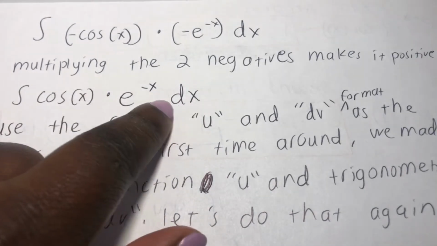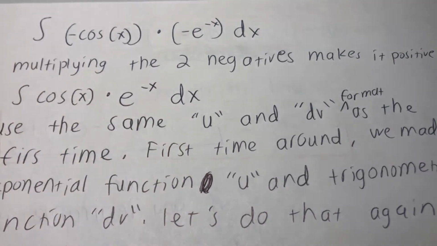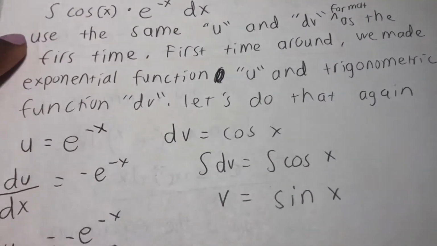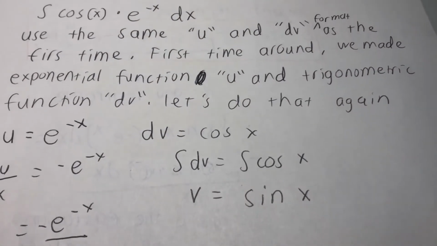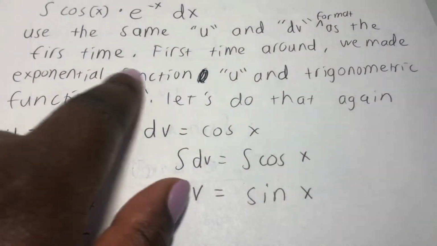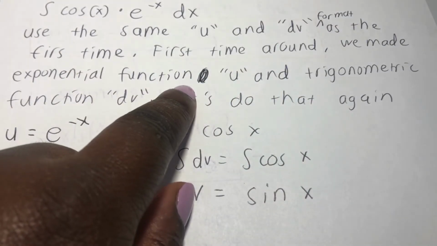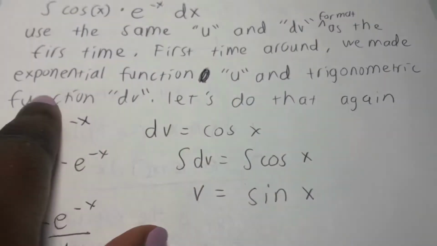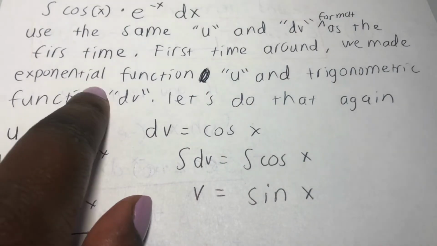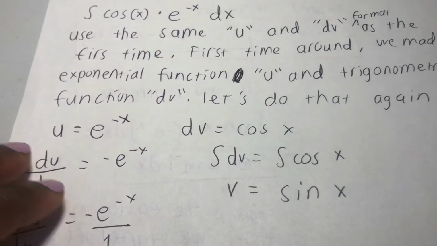We have to integrate this, and we're going to use integration by parts because this is two functions multiplied by each other. Like I said before, use the same u and dv format as the first time. First time around, we made the exponential function, e to the negative x, u, and we made the trigonometric function, the sine, dv. So let's use the same format for u and dv as we did the first time.